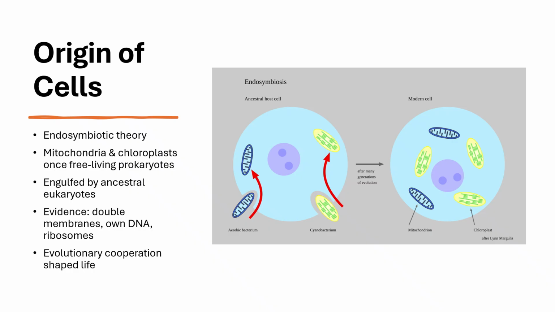Evidence includes their double membranes and independent DNA. This theory highlights the evolutionary connections between prokaryotes and eukaryotes. It is a powerful example of how cooperation shaped life.